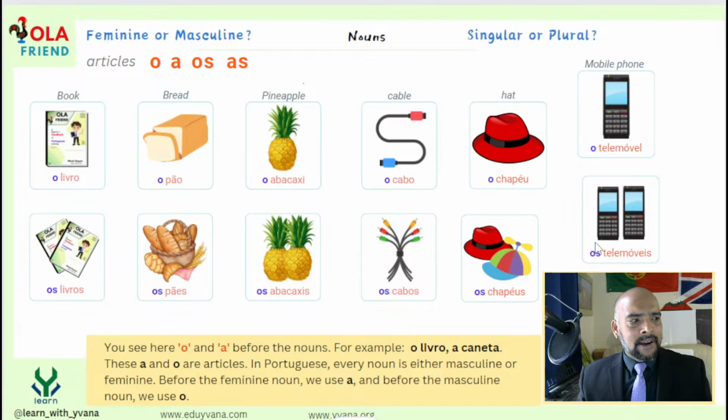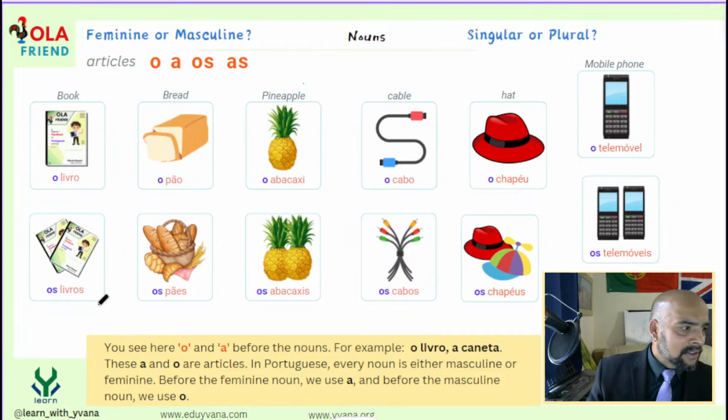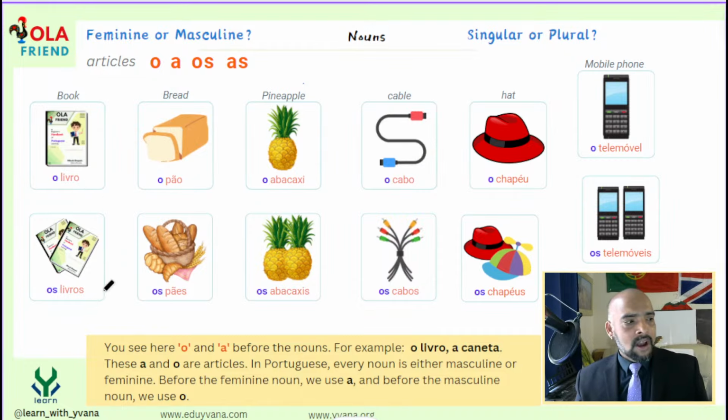Right, and if you go here, in some places, when the nouns change into the plural form, we again change the article, and normally there are different rules to change. Here, if it ends with o, we just add s. So here you can see o livro is singular and os livros is plural, right? You got it? So if you have any confusion, you can ask.